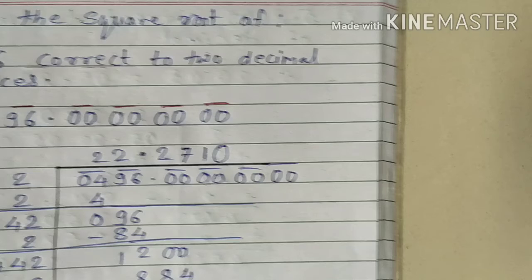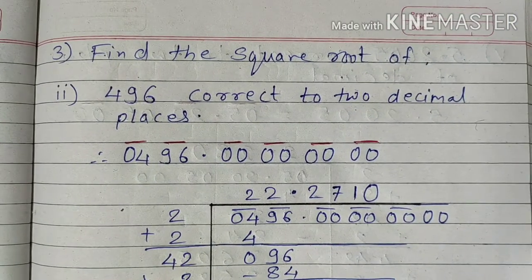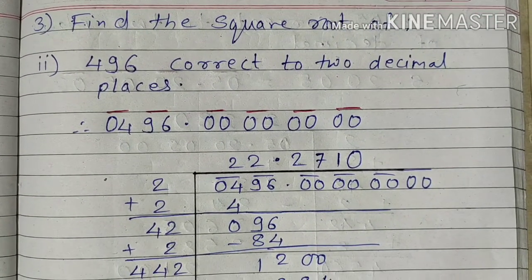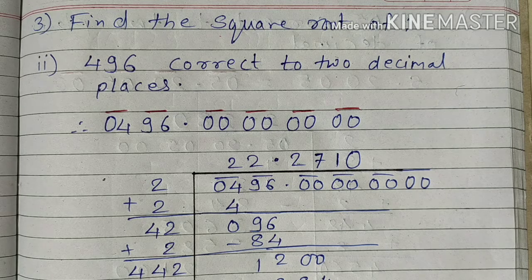Next is find the square root of 496 correct to two decimal places. Actually, now in this question, whatever the numbers are provided to us, these numbers are not perfect squares. So that means we need to find out the approximate square roots of such numbers in the decimal form.